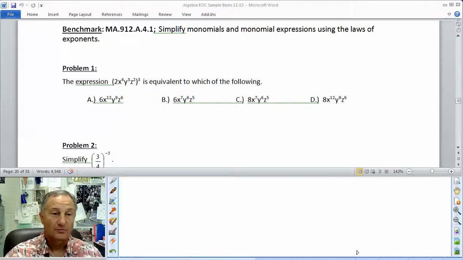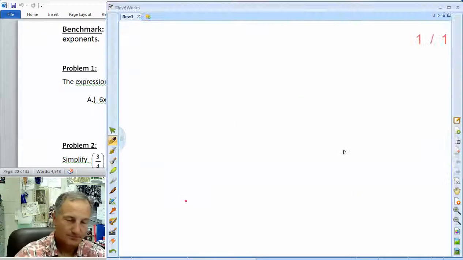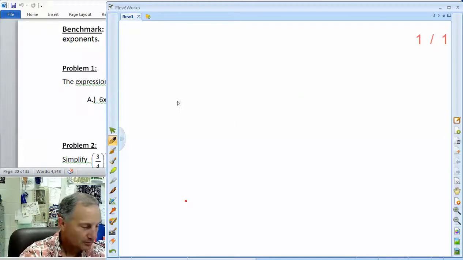And when you take an exponent and raise it to a power, you multiply the exponents. Okay, and that's what we have here in the first one. This 3 is going to multiply by every exponent, and that will give us our answer. So let's take a look at how we're going to do that. Okay, we'll start up here.